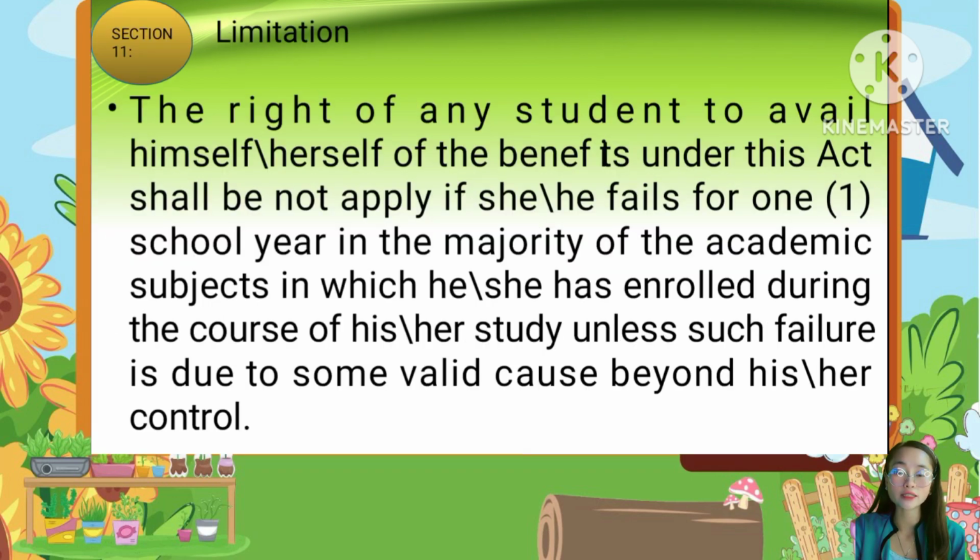We have here now Section 11, limitation. The right of any student to avail himself or herself of the benefits under this Act shall not apply if he or she fails, for one school year, in the majority of the academic subjects in which he or she has enrolled during the course of his or her study, unless such failure is due to some valid cause beyond his or her control.